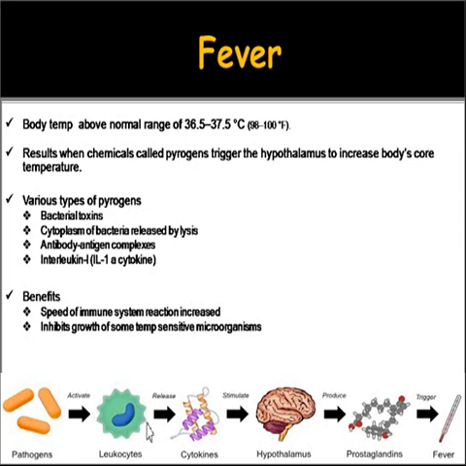activates the leukocytes to release certain cytokines. These cytokines further act on the anterior region of the hypothalamus to produce certain prostaglandins, which in turn increase the temperature of our body. So these pyrogens are the pathogenic components which might lead to the fever response. These are the bacterial toxins, the cytoplasm of bacteria released by lysis, antibody-antigen complexes, and interleukin 1, which is a type of IL-1 cytokine.